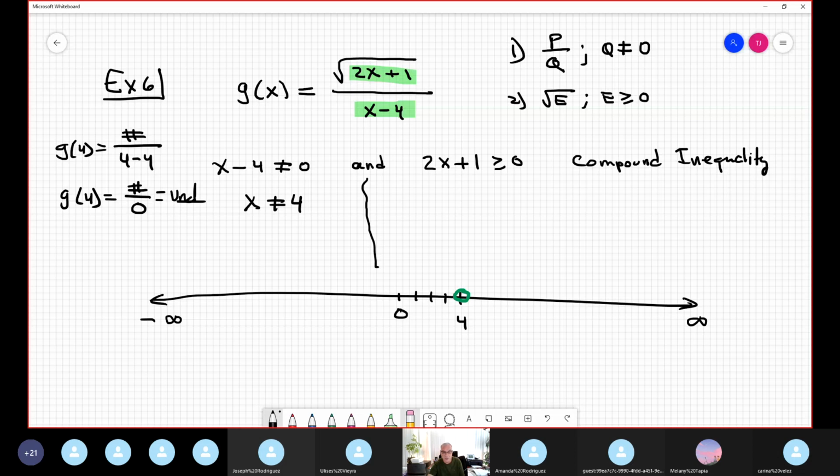Error. So to avoid this, you put a hole here. The domain doesn't include 4. 4 is a bad guy. Let me solve this part now.